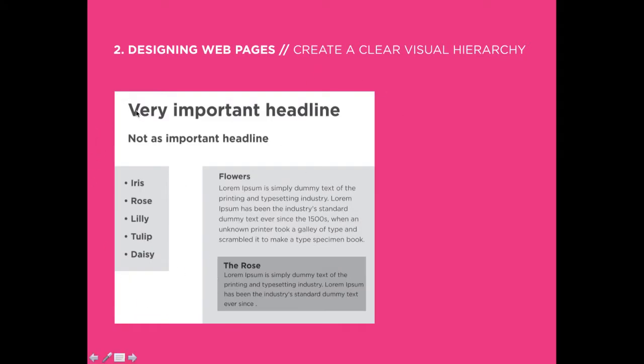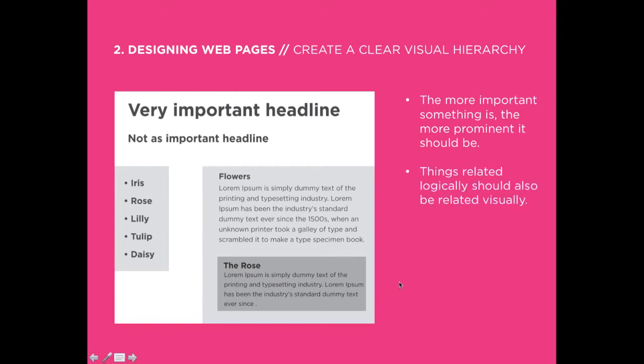In this visual, we notice that we have a very important headline, we have a less important headline, we have a sidebar on the left side with names of flowers, we have a paragraph on the right about flowers that contains another paragraph about the rose, which happens to be a flower. The more important something is, the more prominent it should be. So if this title is the most important headline, then it should be in a bigger font size, bold perhaps, a prominent, dominant color, and so forth.